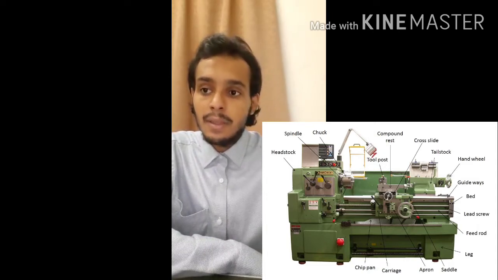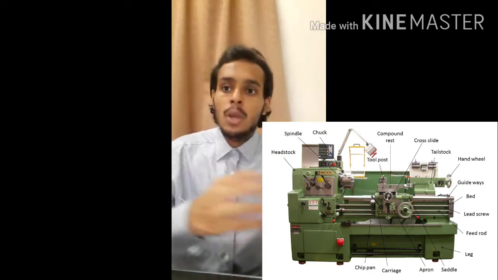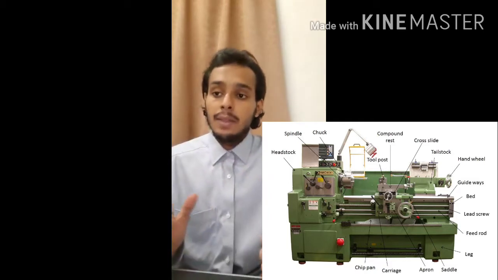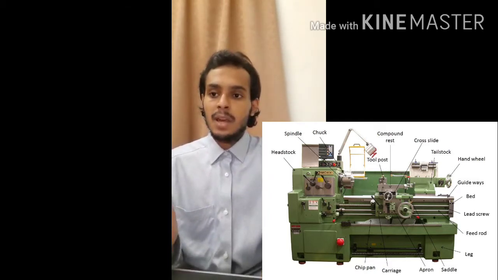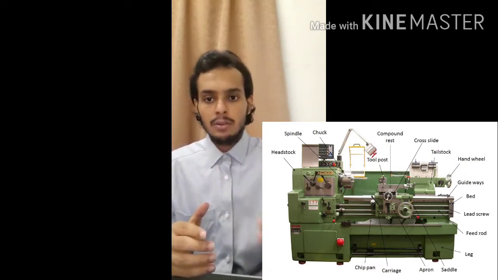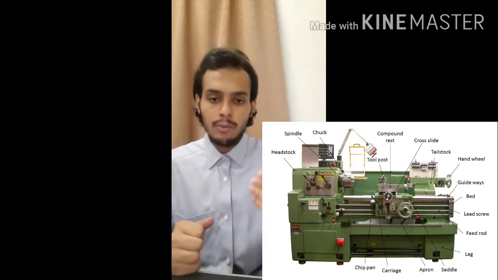There's the carriage. The carriage is also a movable part which moves on the bed ways. It moves to the left and the right. There's the saddle as well. The saddle has an H shape. It is on the carriage, which helps the cross slide to move back and forth on the machine.